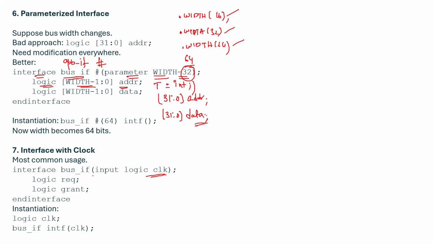Interface with clock, same thing. Nothing will be changed here. Just interface name, input, logic, clock. Okay, and then remaining signals we can represent here. And then instantiation also, we are instantiating bus interface of clock. So inside that we need to consider clock. So: interface with the parameterization, interface with clocks, and interface with normal DUT signals.